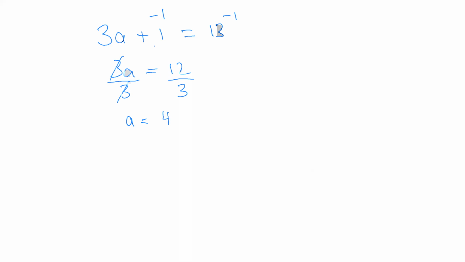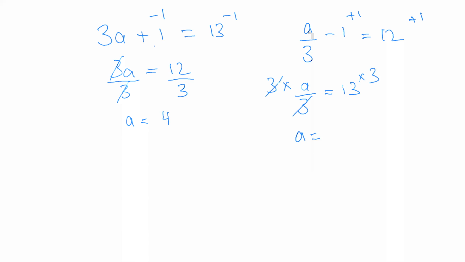How about if you get a question like this? You got A divided by 3 minus 1 is equal to, let's go, 12. When you have a minus 1, obviously you have to go opposite of minus 1, which is plus 1, and you do the same thing on the other side. So you got A divided by 3 is equal to 13. You times everything by 3, then that 3 and that 3 cancel each other. Then you got 39 as A.